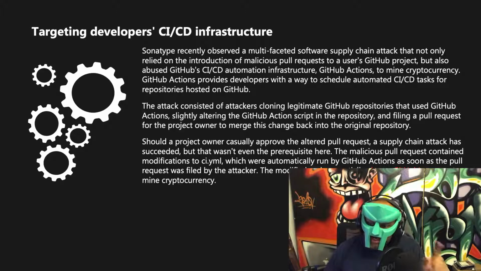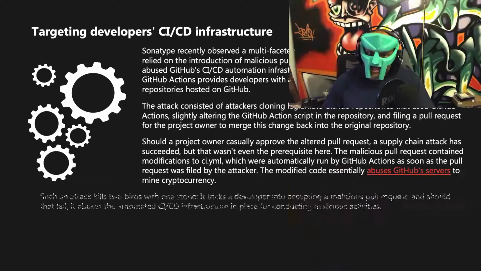The malicious pull request contained modifications to ci.yaml, which were automatically run by GitHub Actions as soon as the pull request was filed by the attacker. So all you had to do was do a pull request, and that's it. It'll run the change that's made in the ci.yaml file. The modified code essentially abuses GitHub servers to mine cryptocurrency.